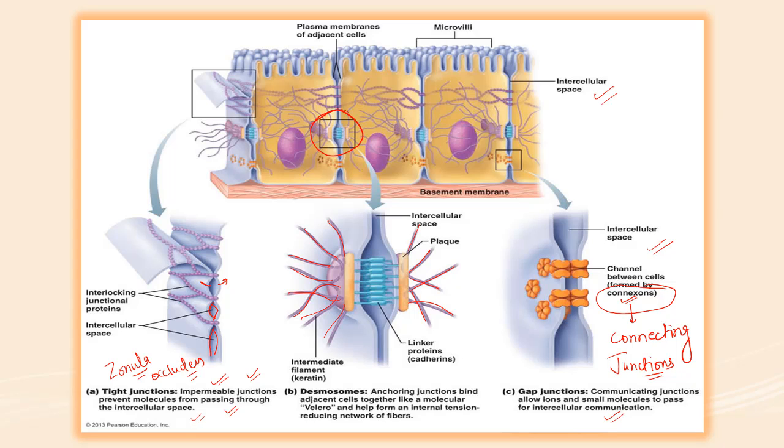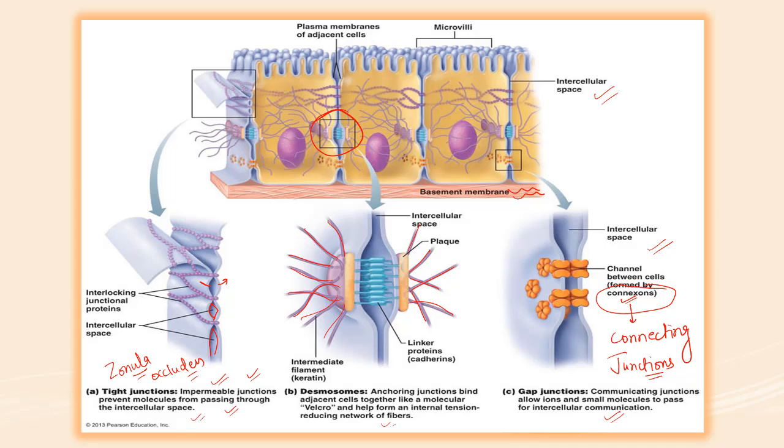So you can see desmosomes, anchoring junctions, bind adjacent cells together like a molecular velcro and help form an internal tension-reducing network of fibers. They can increase or decrease the network of fibers, thereby releasing the internal tension. So tight junctions, desmosomes, gap junctions. Please see the picture. The non-cellular layer is the basement membrane.